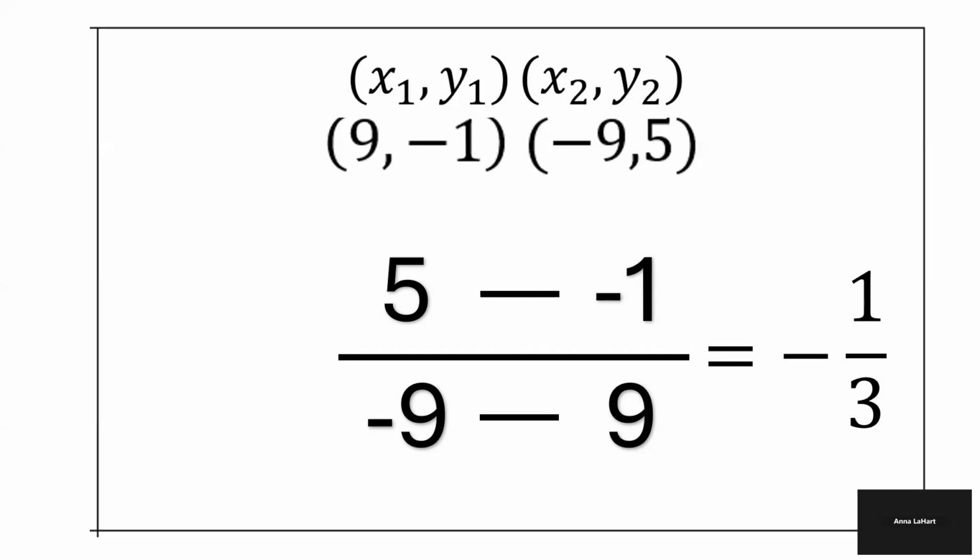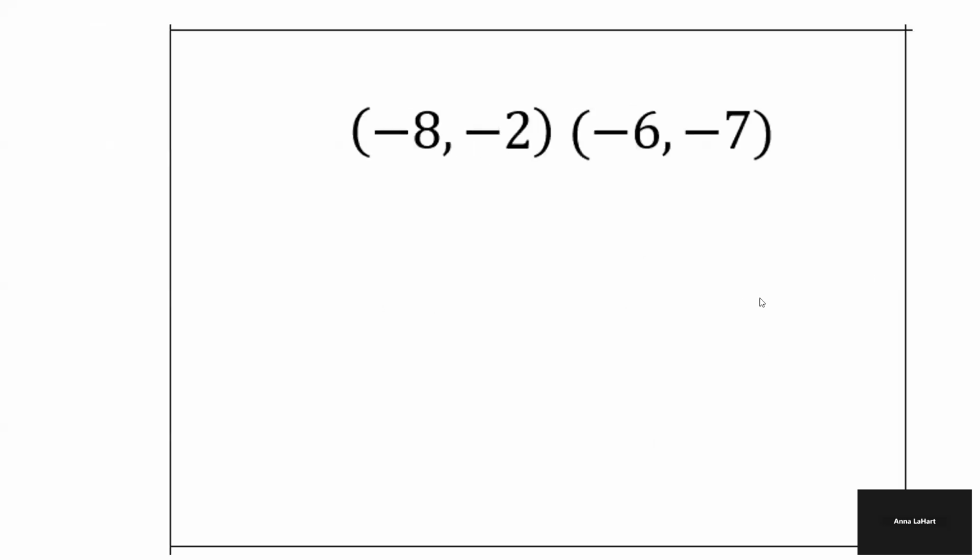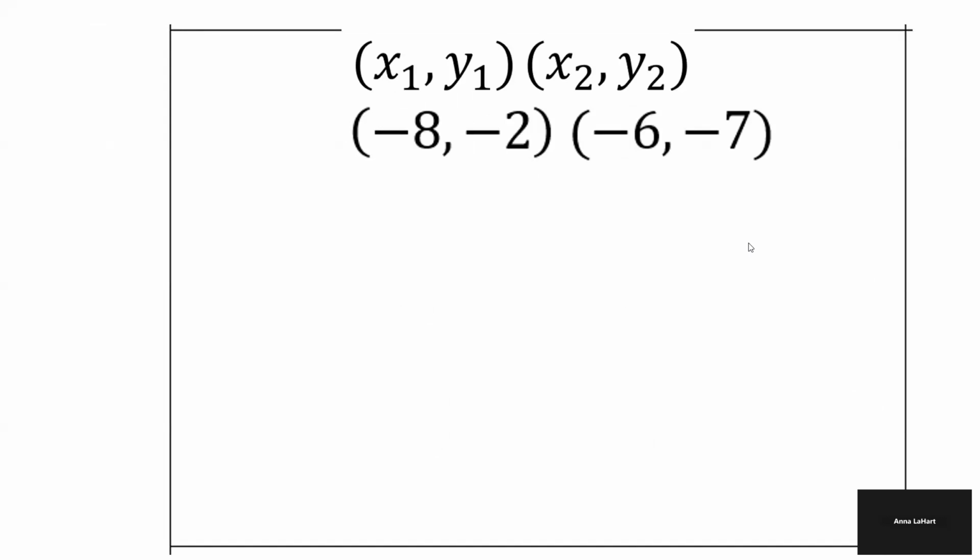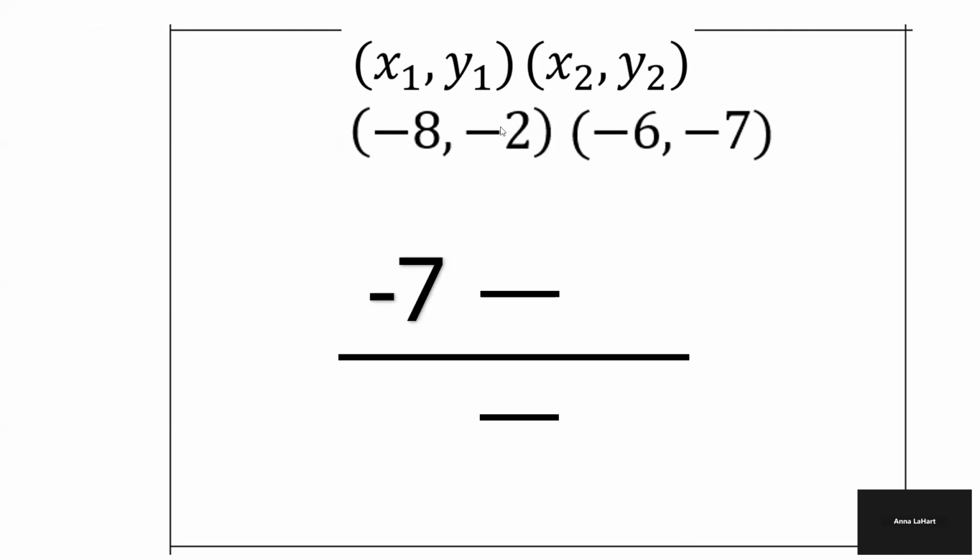Okay. Third point. So what happens if they're both negative? Go with it. Y2 minus Y1. So again, set yourself up for success with the fraction with the subtractions. Then here we go. Y2 in this case is -7. Y1 is -2.